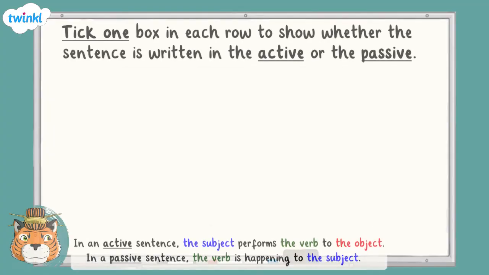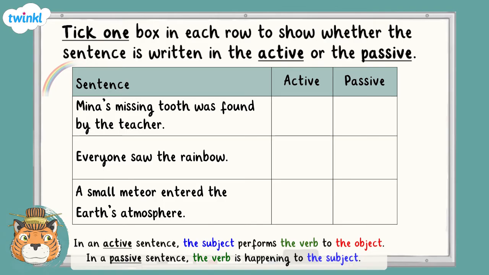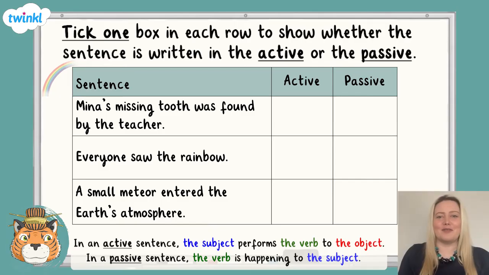For our final question, you're being asked to tick one box in each row to show whether the sentences are active or passive. You may wish to write your answers down on a piece of paper or whiteboard, or you may just wish to say them aloud. Sentence 1 says, Mina's missing tooth was found by the teacher. Sentence 2 says, everyone saw the rainbow. Sentence 3 says, a small meteor entered the Earth's atmosphere. Pause the video now and have a go.